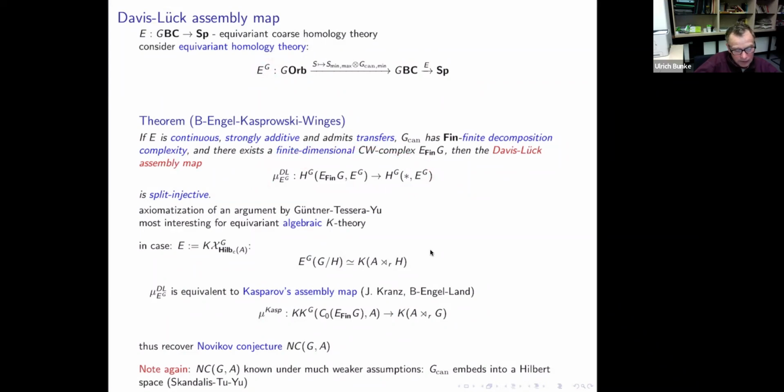Now, if you want to apply coarse methods to such a functor, the natural thing is, we want to prove something about the assembly map for the family of finite subgroups. One can do something for other families, but essentially everything at the end is reduced to this case. Then what you ask is, can you extend? If you start with this functor, does it extend to a nice coarse homology theory? Is there an E which gives this functor by this formula, which has these additional properties, continuous, strongly additive, and transverse, and then we can conclude.